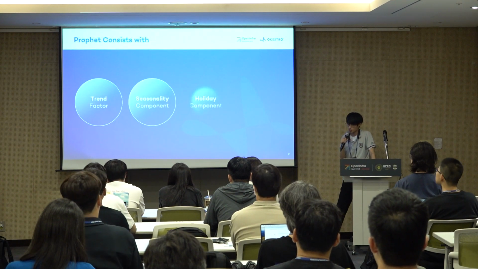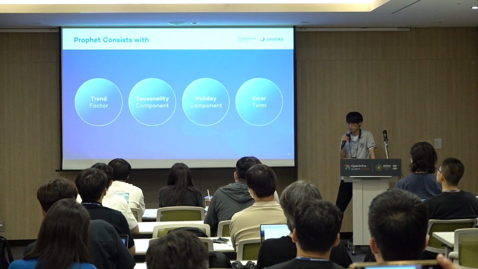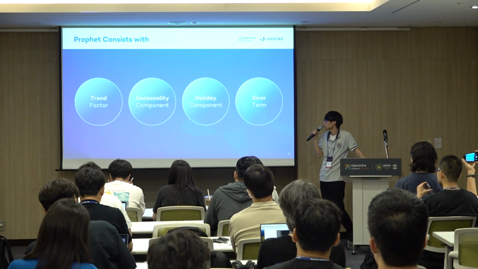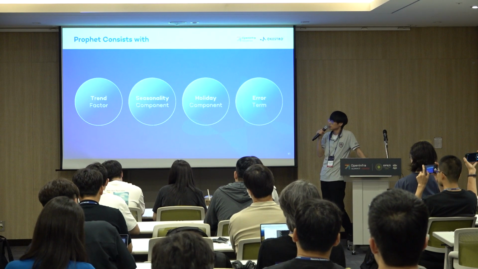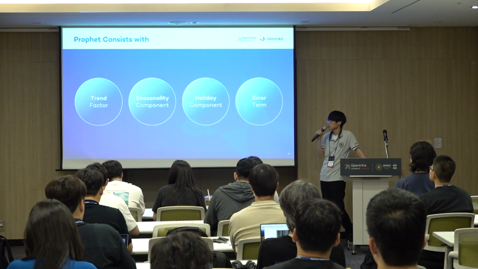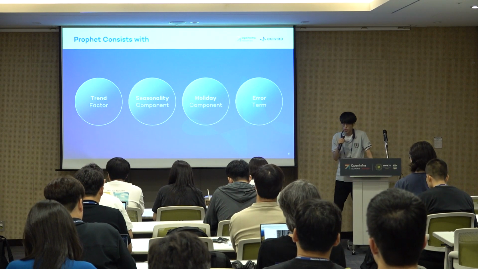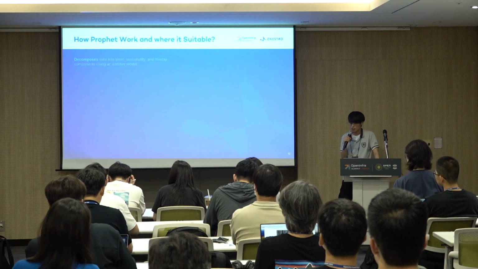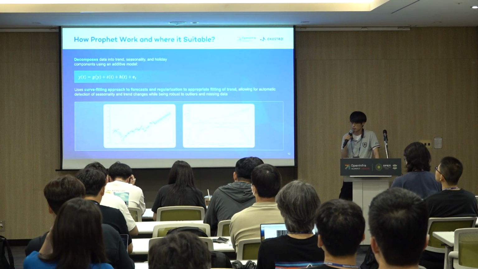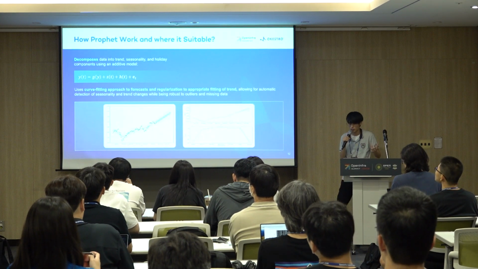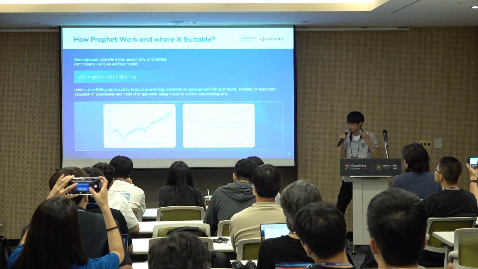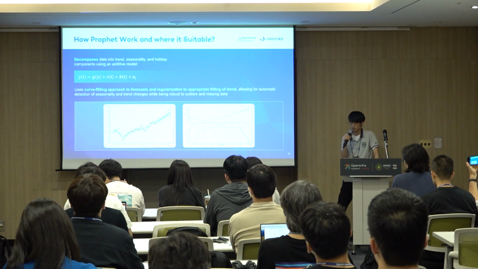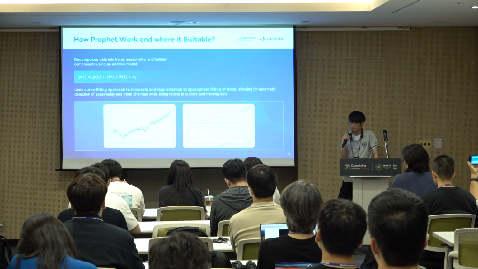Prophet, developed by Meta, consists of four components: a trend component, a seasonality component, a holiday component, and an error term. This stands on the other side of ARIMA. So I would like to explain Prophet in more detail. Prophet fits piecewise curves to identify trend, uses Fourier transform to detect seasonality, and incorporates the holiday effect and forecasting error.